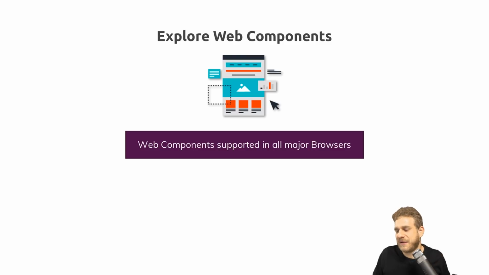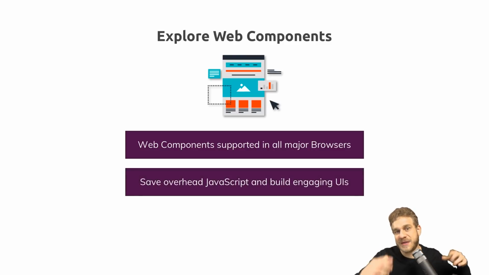So we can save overhead JavaScript that we might have when using a framework or library, and just write engaging UIs with just vanilla JavaScript by building reusable custom HTML elements. You already built components in Angular, React, and Vue, but you can only use these components within the scope of that framework. You can't use a React component in a Vue app. Well, with web components, which you build with vanilla JavaScript, you can use them anywhere.